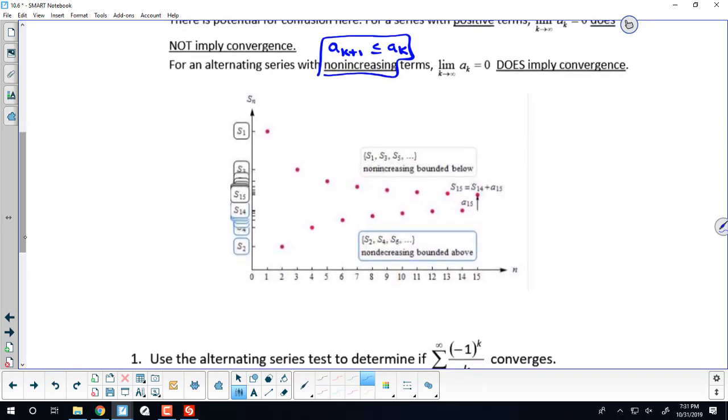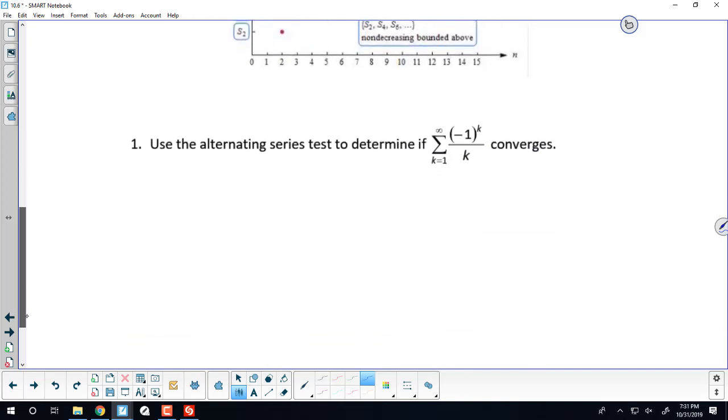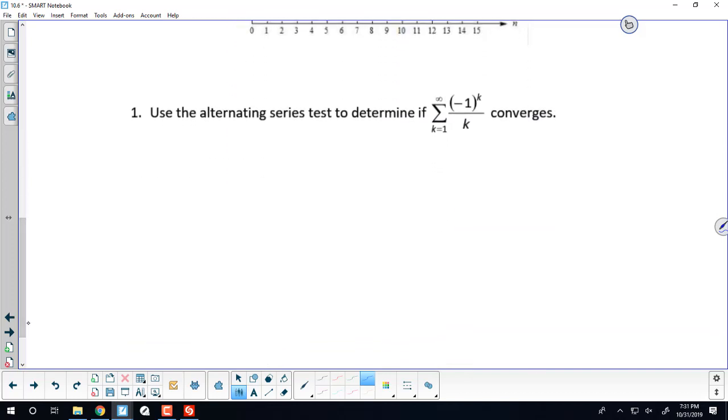Here's a sequence of partial sums. We're going to come back to this and look at it as it unfolds in kind of real time when we start talking about the remainder or the error in the alternating series. But for now, let's use the alternating series test to determine if the alternating harmonic series converges.